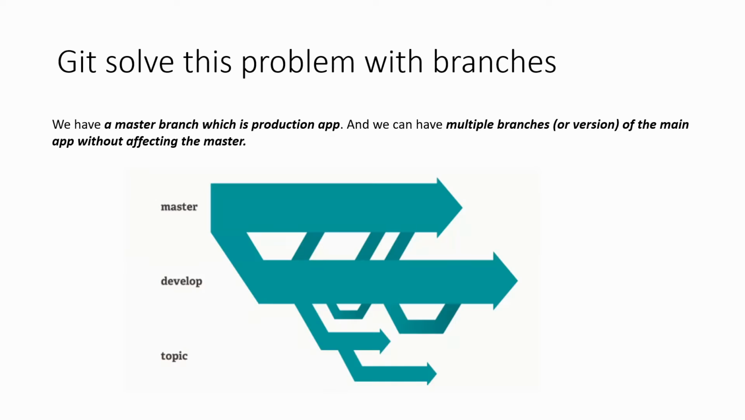Git solves this problem with branches. We have a master branch which is a production app, and we can have multiple branches or versions of the main app without affecting the master. Git can track every change and who made that change in every file. An app can have many branches.